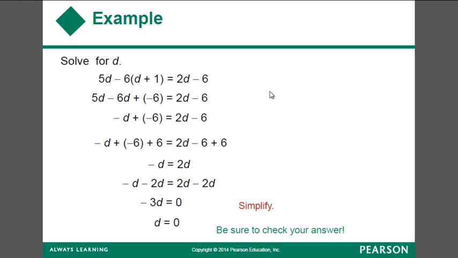Please make sure that when you're looking at these types of problems that you first eliminate any parentheses that you have by using the distributive property. After that, you try to get your variables on one side, move all your numbers without variables to the other side, and then divide by the number that is attached to the variable.